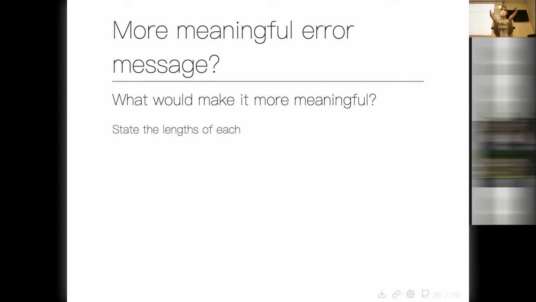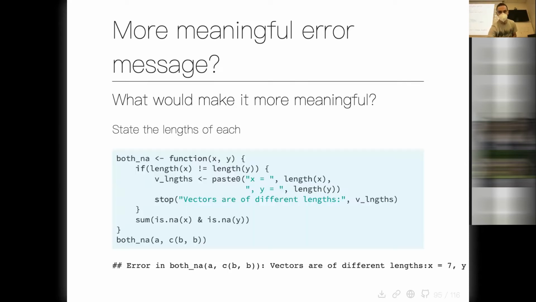So one way we could make this error message more meaningful is to state the lengths of each of them, okay? So I could do that like this, where in this case, I'm first checking the lengths. If they're not equal, then I'm creating an object which I'm calling v_lengths, okay? And I'm just pasting together x equals, and the length of x, and then comma, y equals, and then the length of y. And then I'm saying stop, vectors are of different lengths, v_lengths. And then you can see the error: vectors are of different lengths, x equals 7, y equals 14.